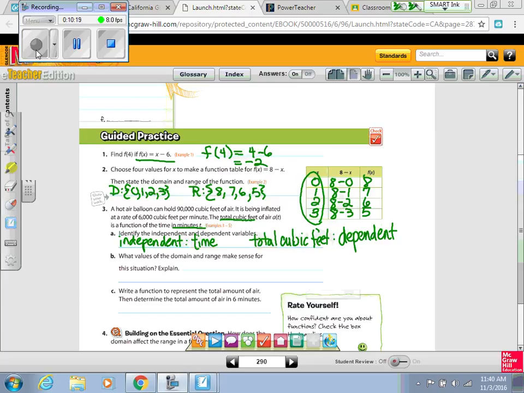The values of the domain and the range that make sense for the situation, well, it has to be less than 90,000 because that balloon will only hold 90,000 or less. But you can't have negative cubic feet of air, right? So the domain and range is between 0 and 90,000 because that's the capacity of the balloon.